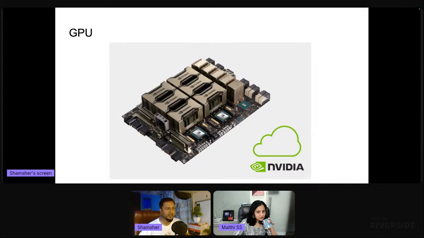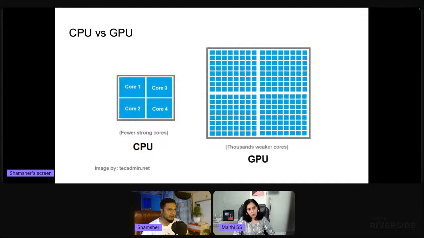So that's what we will see next. You can definitely do matrix multiplication on CPU, but it's much slower compared to GPU, because GPUs are built in order to do parallel processing, right? That's what we will see.